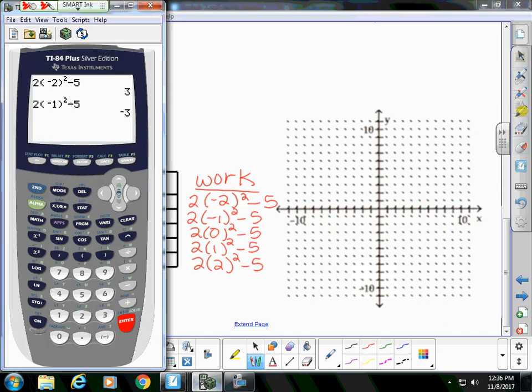Okay, so now for 0, 2, oh, I keep writing on my calculator. Here we go. 2 times 0 squared. So it's doing 0 squared first, that's 0, and then multiplied by 2. Well, 0 times 2 is still 0, excuse me. And then it's subtracting 5. 0 take away 5 is -5.